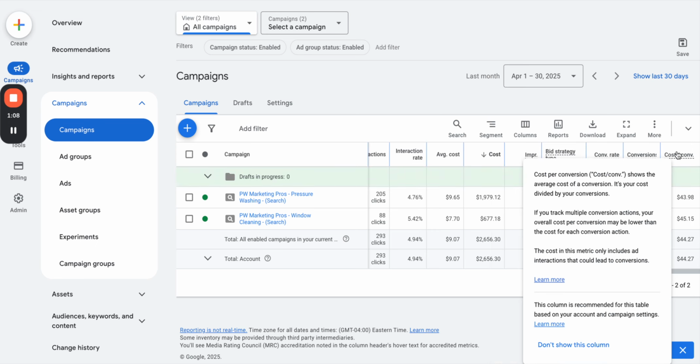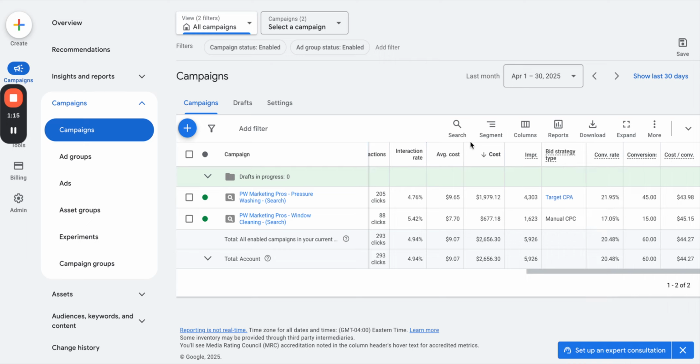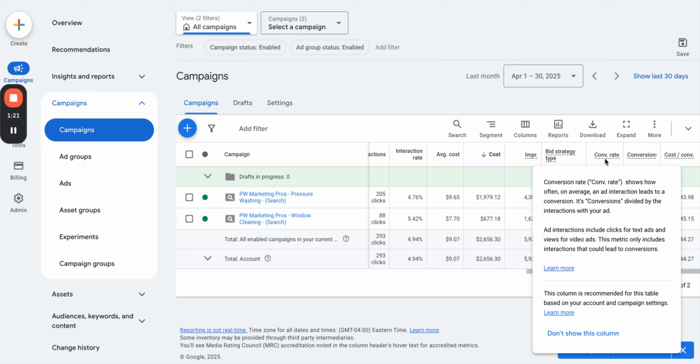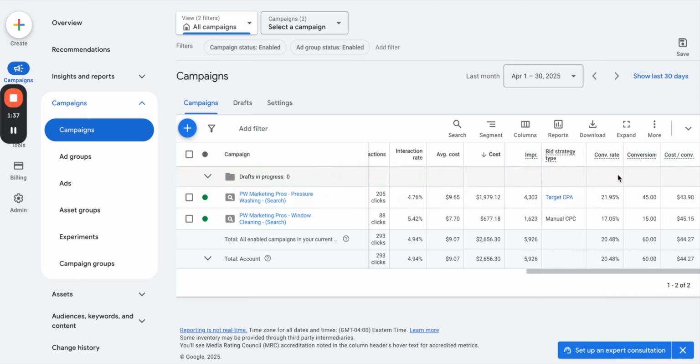Now, cost per conversion is basically cost per lead. So how much did each of these leads cost? And then obviously, as you see, the cost is the total sum of the money. Conversion rate is how many clicks ended up being leads. Let me give you an example. If we got 20 conversions off of 100 clicks, that's a 20% conversion rate, because out of 100 people, we converted 20 of them. That's how you get the conversion rate.